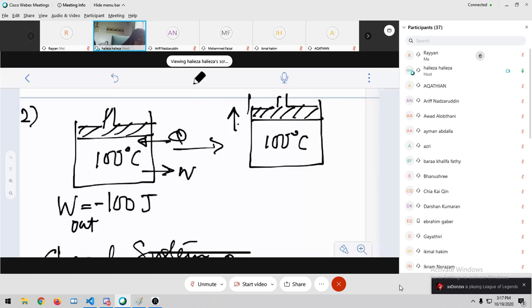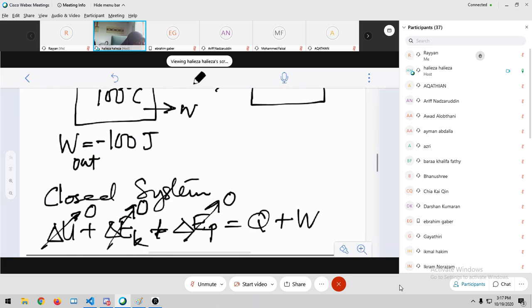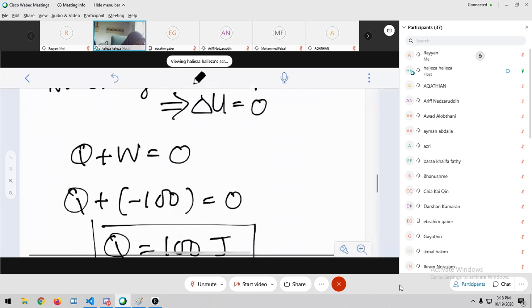The heat is coming in, but why is the temperature still at 100 degrees C? Anybody? Because there is work. The piston has moved. Because of the amount of heat that is there, the gas got heated up, so it pushed the piston up. So even though heat is being put in, the temperature still maintained at 100 degrees C because the piston is the one that is moving. So the heat now changed to work. That's why the system is still at 100 degrees C. That's the final answer.